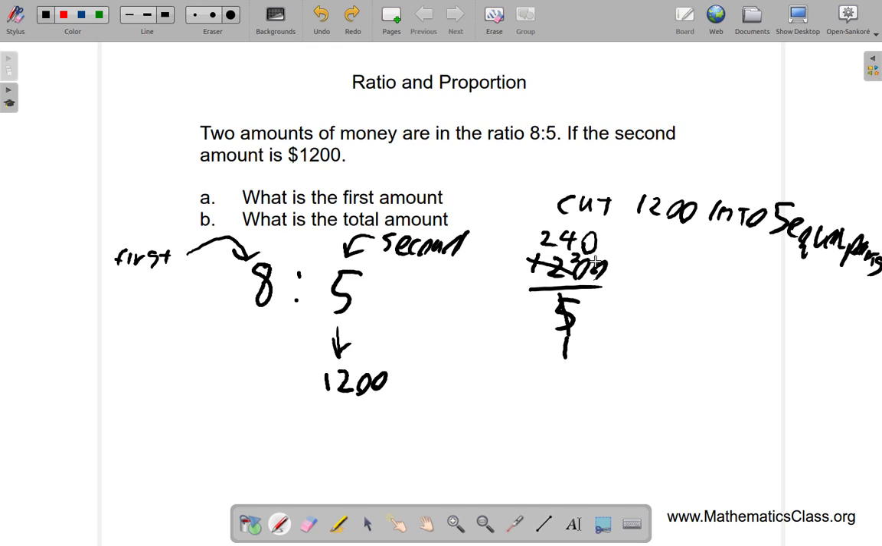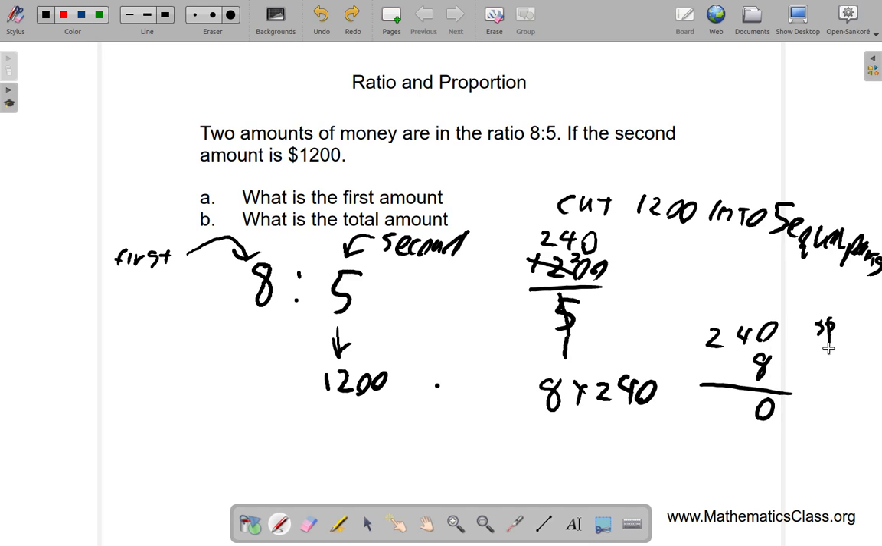Now, if each part is 240, how much is 8 parts? So 8 times 240 is what you're going to have to do. You're going to have to multiply 8 by 240. Alright? So you say 240, 8 times it.